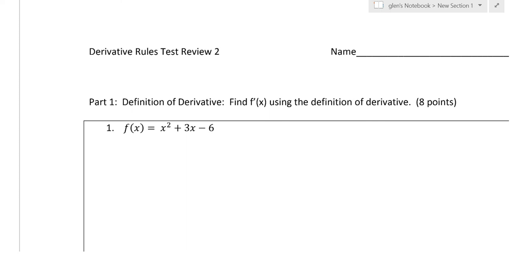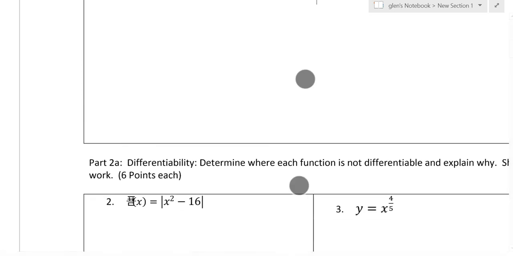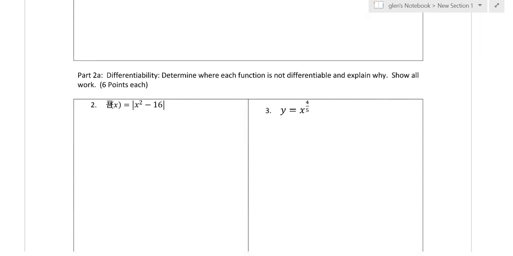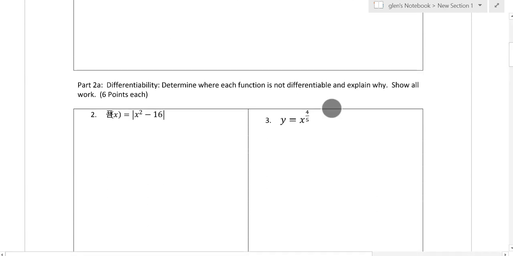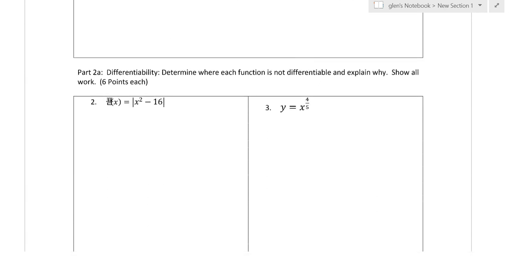Okay, so we're going to run through the derivative review. What do you guys want to see? All of it. Okay, so I'm not going to do this one. You can look up the old ones. The differentiability? Yeah. I just need to know how.